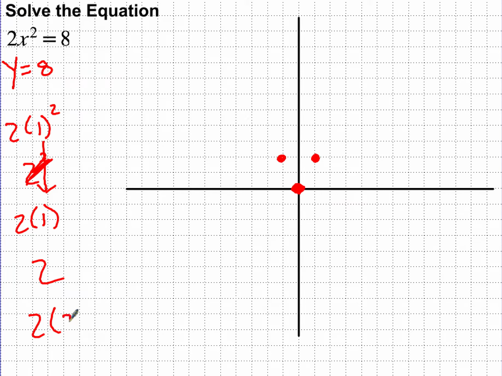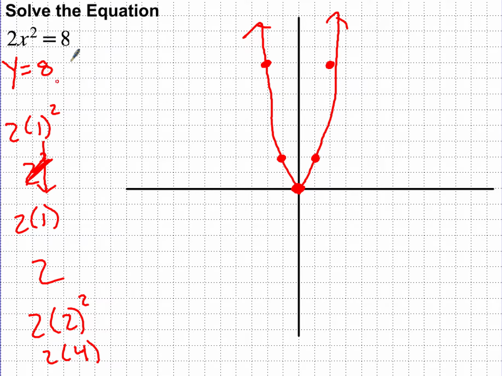So I have 2 times 2 squared. This is 2 times 4, because 2 squared is 4, which is going to give me 8. So 1, 2, 3, 4, 5, 6, 7, 8, and it's symmetrical on the other side. There's my parabola for this particular function. Now what I can do is graph my solution, y equals 8.